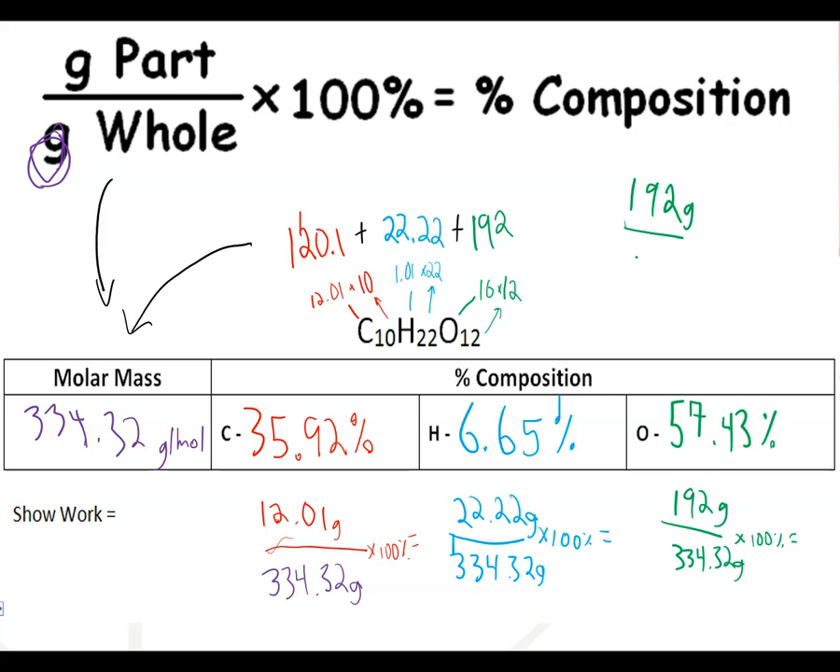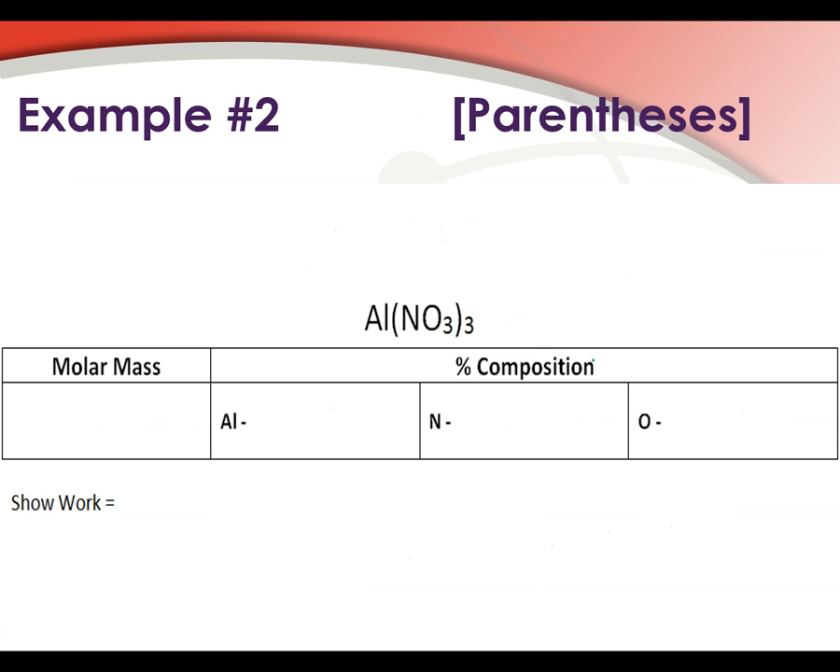There is my part for oxygen. Here is my whole thing for the compound. I'm timesing this by 100%, and it equals the number that is set right there. So that's how you do a rather basic, rather standard percent composition question.